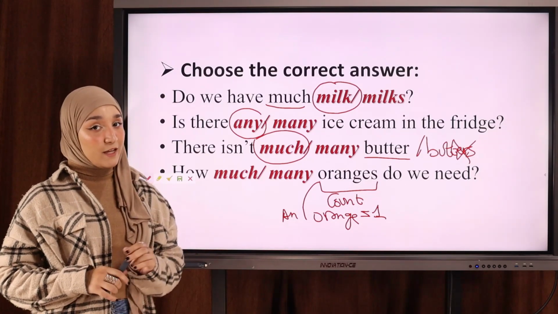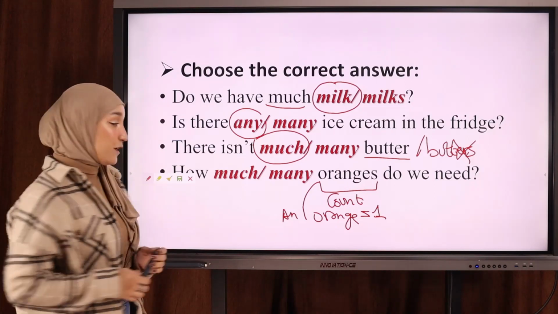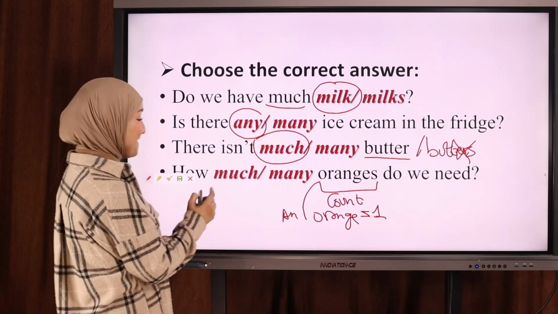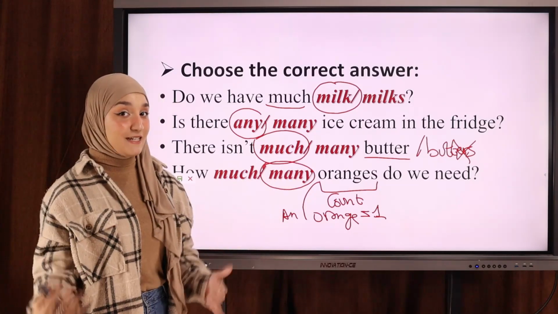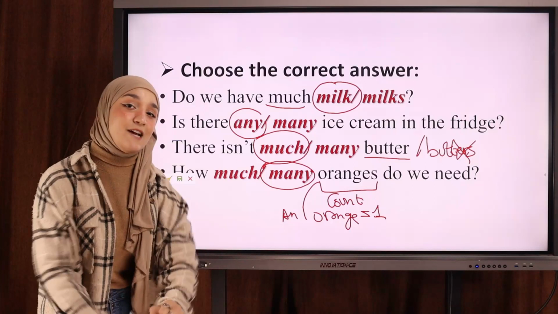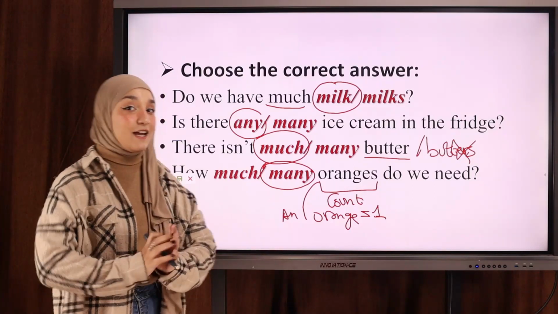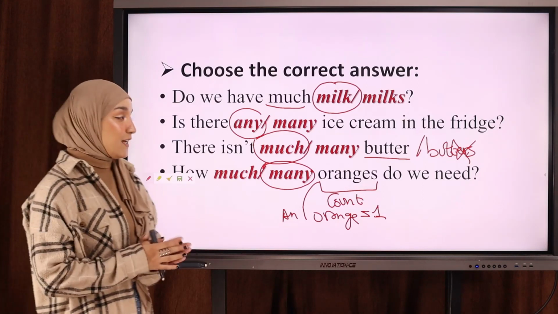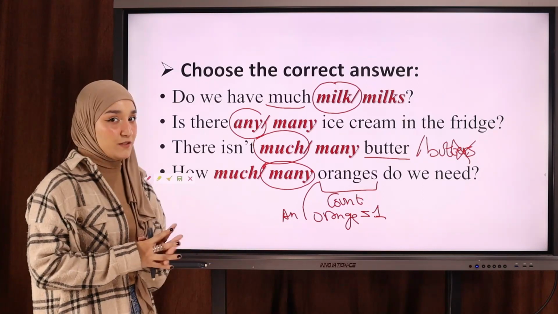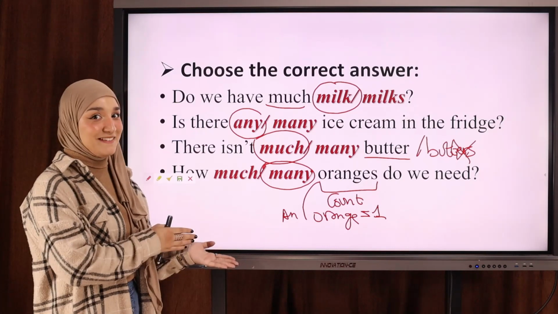Are you thinking what I'm thinking? I know you are. So, how many oranges do we need? Okay, because oranges is a countable noun. Okay, so you can take a screenshot of the answers.